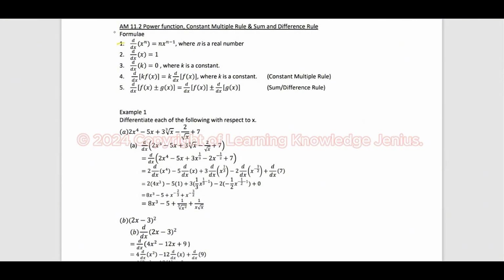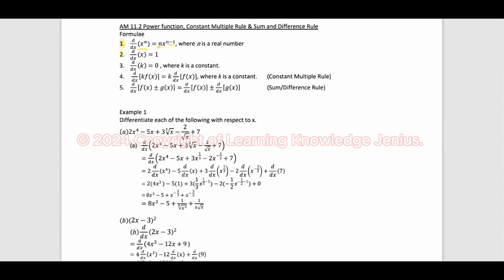First, number 1 here will be the differentiation of indices. So we actually have it in the index form, so it is very easy to differentiate the indices, right? You can bring down the power and minus 1 on the power.